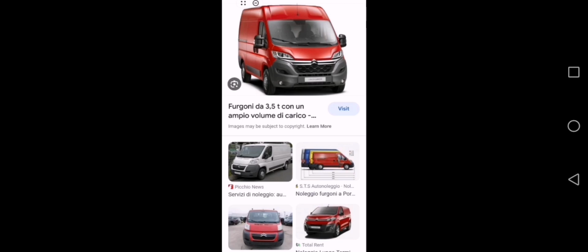Then if you remember, this one are also autocarri, but the difference is that with normal patente B, you can drive this one because they are autocarri non superiore a 3,5 tonnellate. Sorry, it is not inferiore, because if it is 3,5 tonnellate, you can still drive it with patente B. So non superiore a 3,5 tonnellate, they are also autocarri.